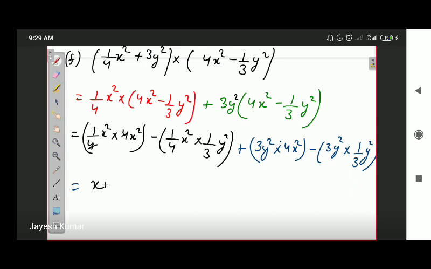This becomes x to the power 4. Minus 1 upon 4 into 1 upon 3, this will be 1 upon 12. x square into y square is x square y square. Plus 3 into 4 is 12 x square y square. And lastly minus 3 and 3 are cancelled out. y square into y square is y to the power 4.